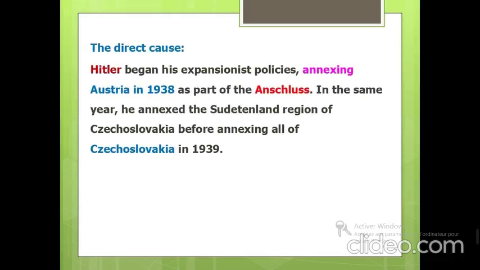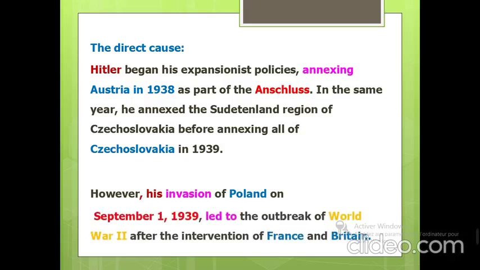The direct cause: Hitler began his expansionist policies, annexing Austria in 1938 as part of the Anschluss. In the same year, he annexed the Sudetenland region of Czechoslovakia before annexing all of Czechoslovakia in 1939. However, his invasion of Poland on September 1, 1939, led to the outbreak of World War II after the intervention of France and Britain.